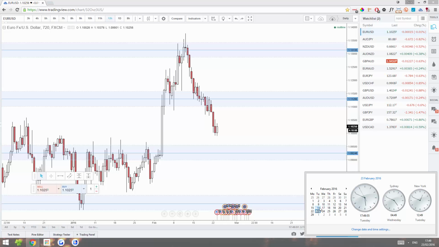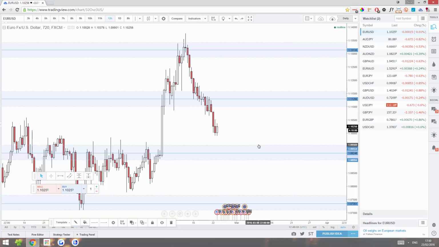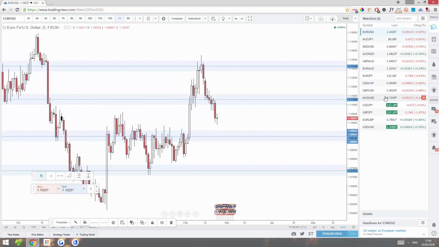Today is Tuesday, the 23rd of February 2016, and it is 17:50 here in the UK. You're looking at a Euro USD 12-hour chart. Let's go up to the daily. In today's analysis, we're going to be going through every single pair I have listed here, and we're going to be looking at each and every time frame for those pairs.